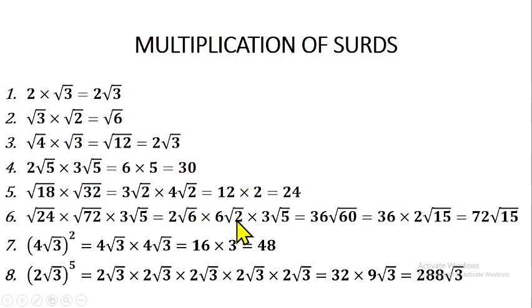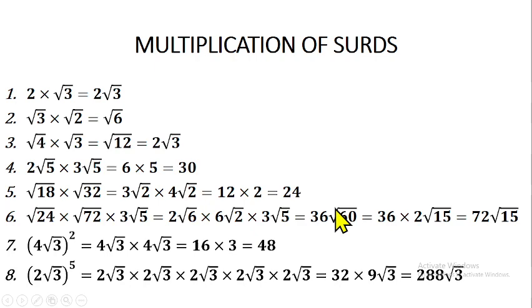Now you cannot multiply this just yet. How do we multiply this? The whole numbers will multiply themselves. 2 times 6 times 3 will give us 36, which I believe you understand. Then the surds also will multiply themselves. So we have √6 times √2, that gives us √12. Then √12 times √5 will give us √60. I believe you understand that as well.